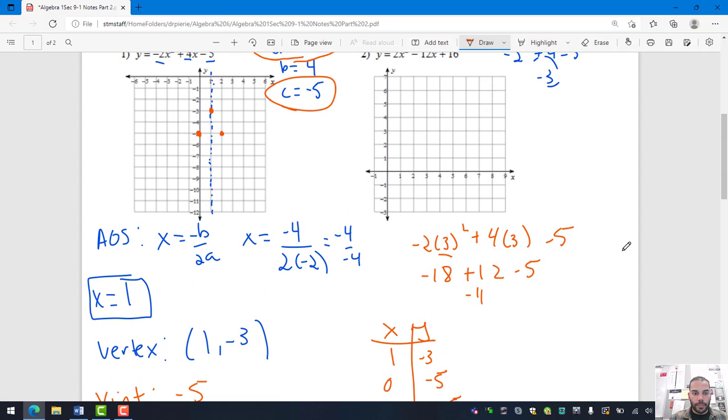And I could plot it. 3 comma negative 11 over here. But if I have this point, I'm able to reflect it across the axis of symmetry once again. 2 units to the right, I'm at negative 11. 2 units to the left, I should be at negative 11. Right here, connect your dots, and you should have your frowny.